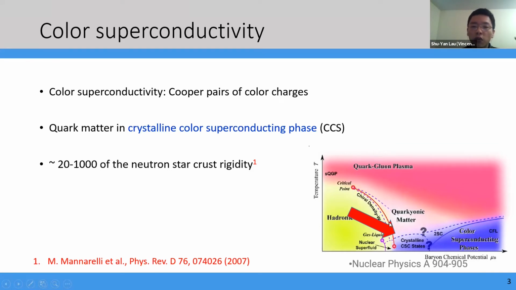Here we are focusing on the CCS phase, the crystalline color superconducting phase. This phase is interesting because it is expected to exist as a solid, and we expect it to have a rather high rigidity, even several orders of magnitude more rigid than a typical neutron star crust. We expect it to give some interesting properties in the inspiral stage of the binary hybrid star inspiral signal.